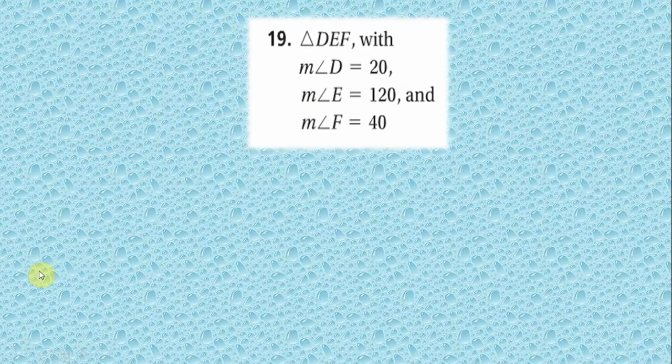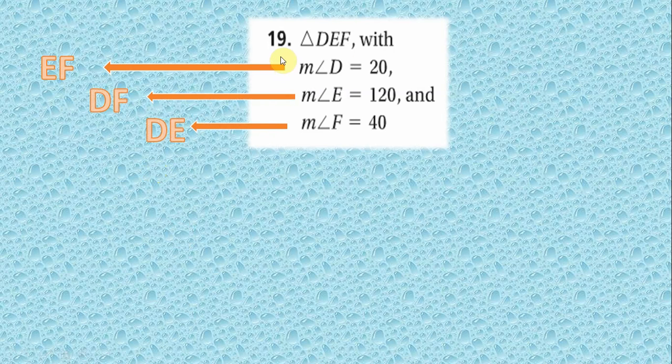The same. The opposite of angle D is EF. The opposite of angle E is DF. And the opposite of angle F is side DE. Which angle is the smallest angle? 20, EF. Then 40, DE. Then 120, DF.